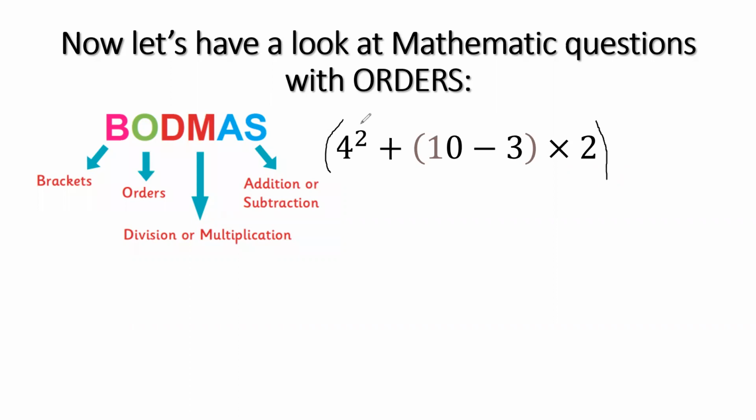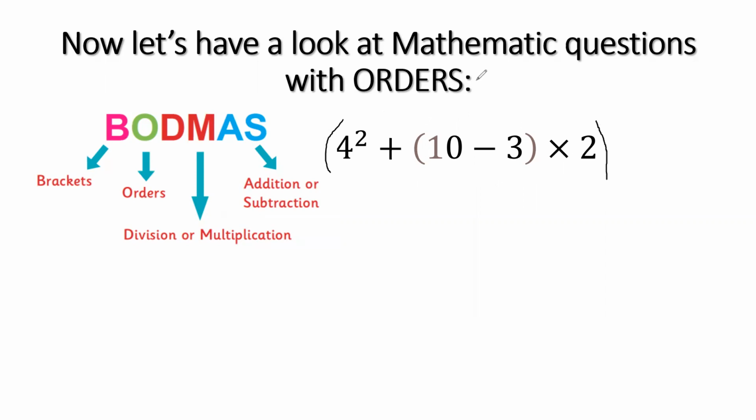So for example, I can see I've got 4 squared here. So I've got to multiply 4 by itself. Now, when we talk about square numbers, we are talking about the orders, the O in BODMAS, okay? We've got add here, which is obviously the A in BODMAS, addition. Then we've got brackets here, which is the B in BODMAS. We've got subtract, which is the S in BODMAS, and we've got the multiply, which is the M in BODMAS.